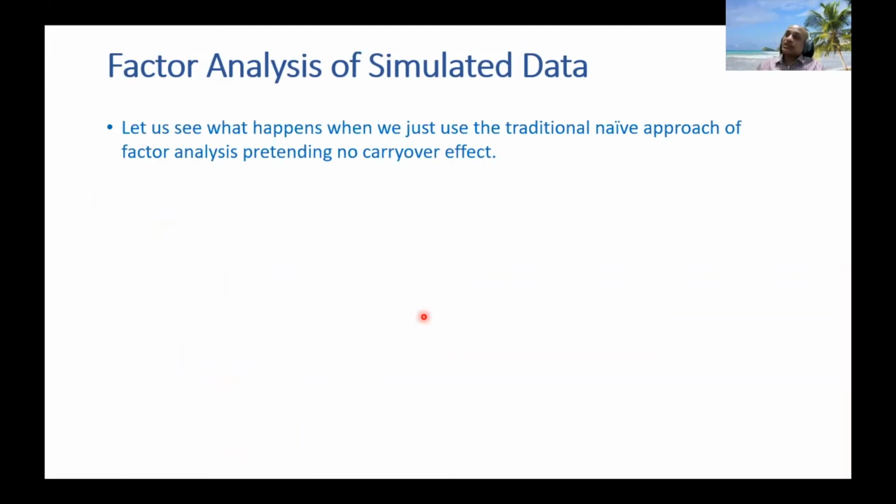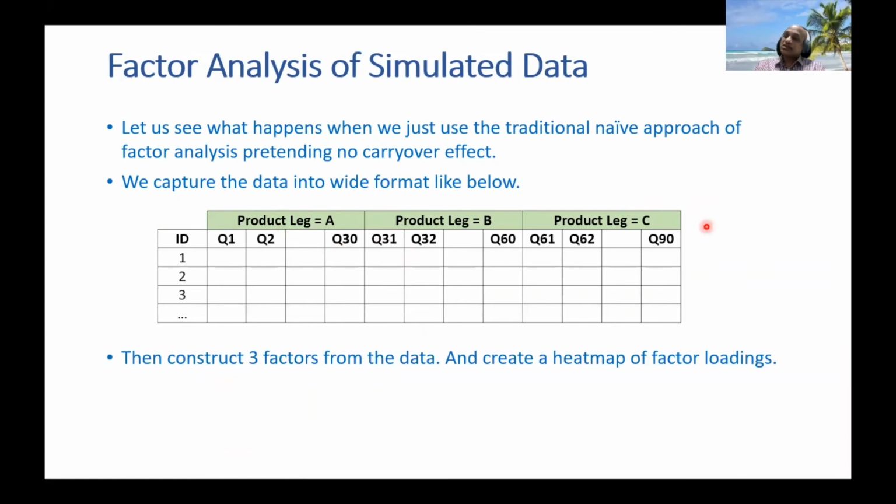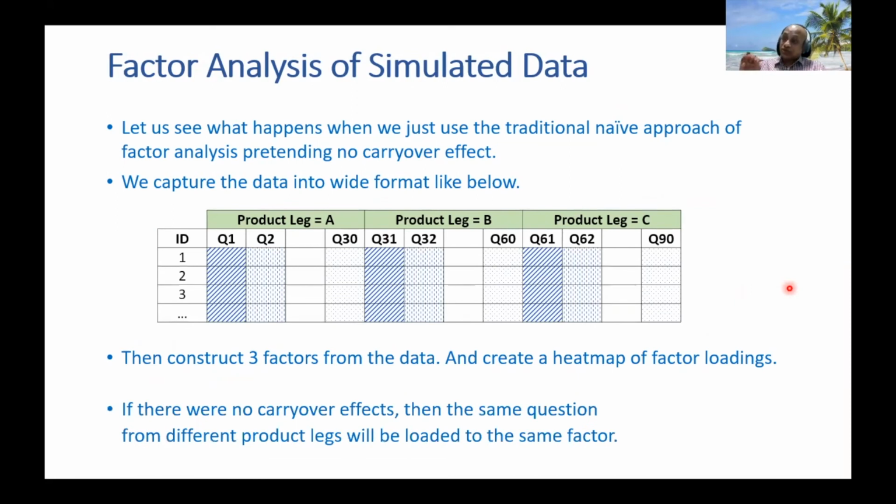Okay. Now, what do we find? Let us see what happens when we use the traditional naive approach of factor analysis, pretending no carryover effect. We capture the data into the wide format like below. Then the 3 factors are constructed from this data, and a heat map of factor loadings is created. If there were truly no carryover effects, then the same questions from different product legs would be loaded into the same factor.